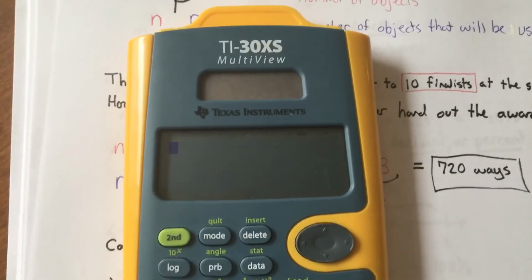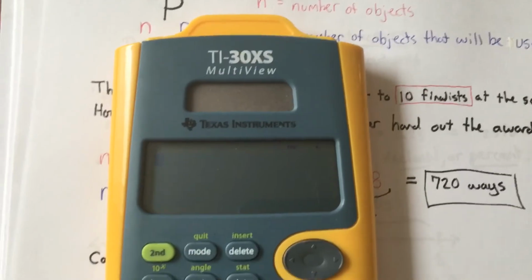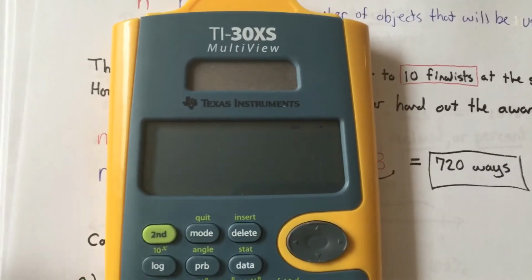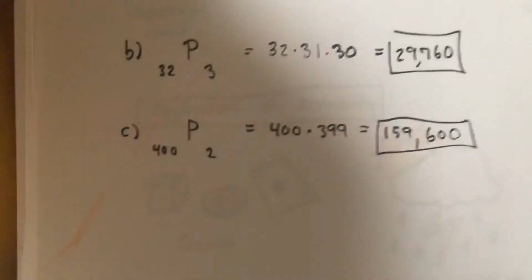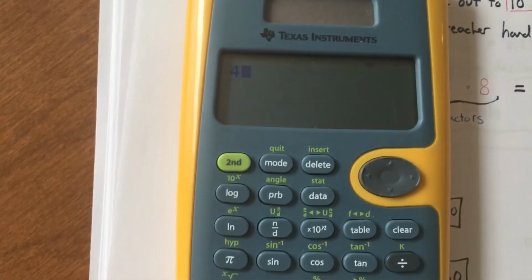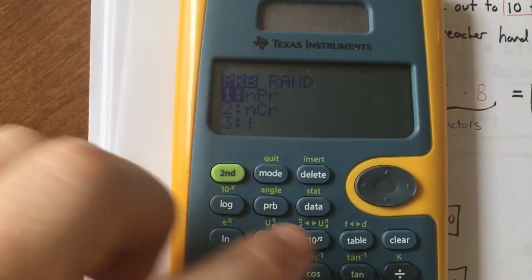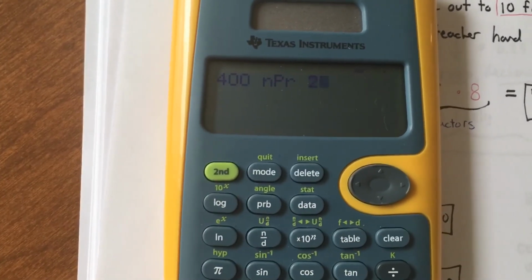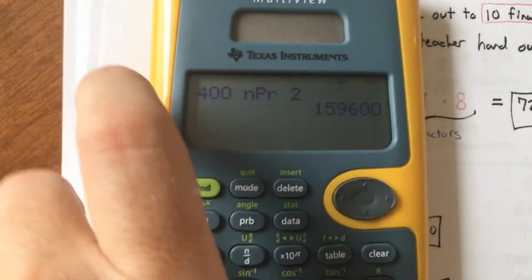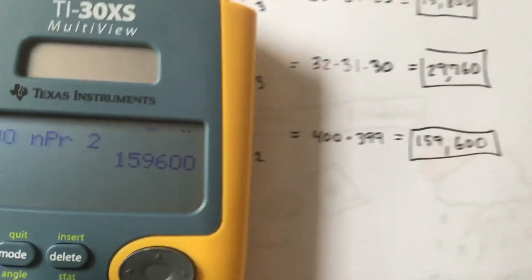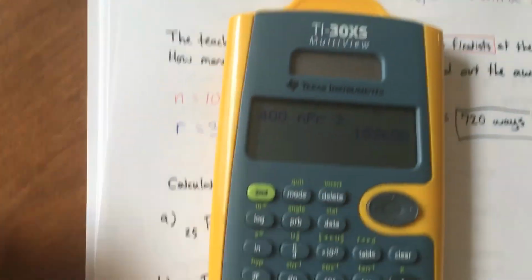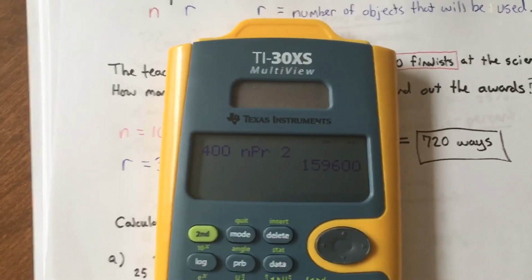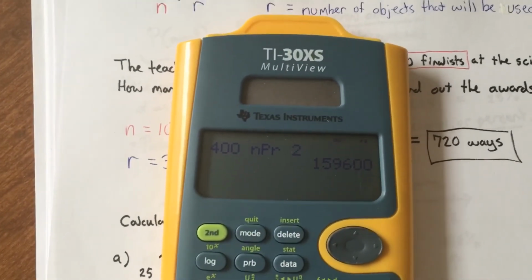Let me show you using a scientific calculator how you would calculate your permutation. Let's take the last example down below here, 400P2. I would hit 400, my PRB button, and nPr, then 2, and hit enter, and then I get my final answer right there. Again, depending on what calculator you're using, the format may be different in the way you type things in.